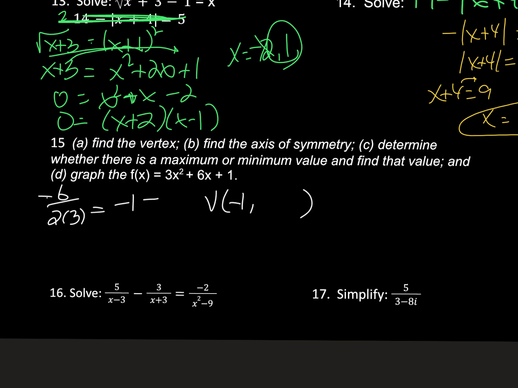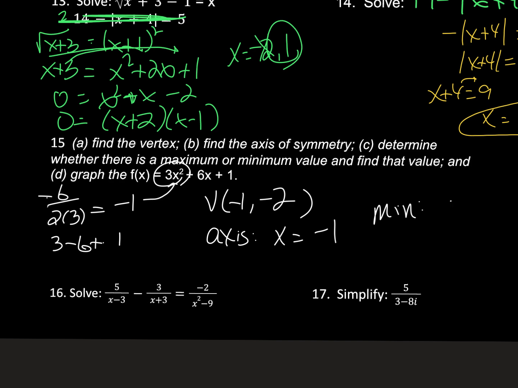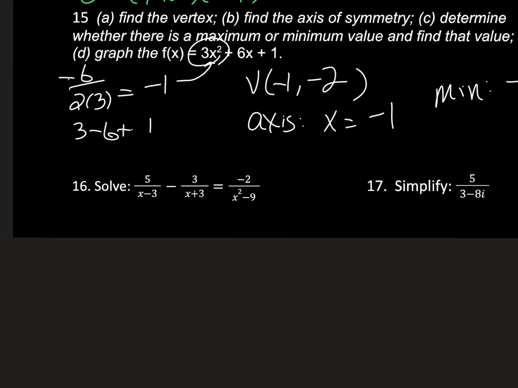You're just going to take that -1 and plug it in up there. And if I do that, it gives me 3 minus 6 plus 1, which is -2. So there's my vertex. Your axis, remember, is always x equals, and it's whatever the x coordinate is. And your max or min, this one has a min because it's going up, because it's positive 3. The minimum value is the y coordinate, which is negative 2. So there's your 3 answers. 2 more to go, almost there.